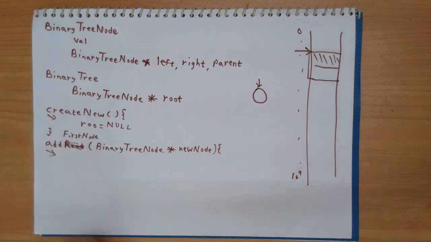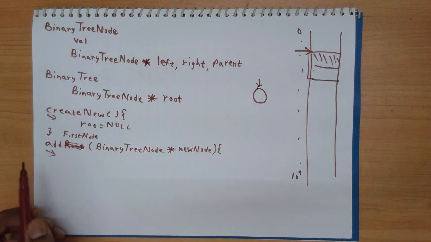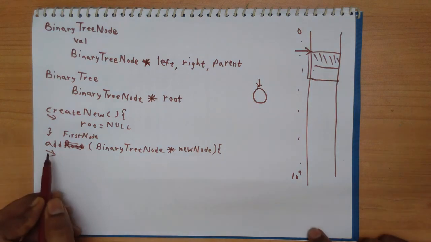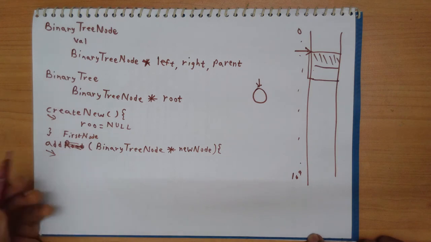Okay, so this function is not about replacing the root or changing the root. This function is about adding the first node to your binary tree. So don't confuse it with replacing the root. We are talking about adding the very first node to our tree. And what should be the requirement for this? Before adding the first node, our tree should be empty.